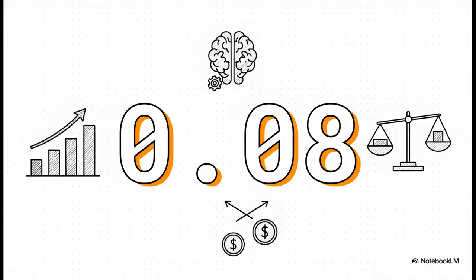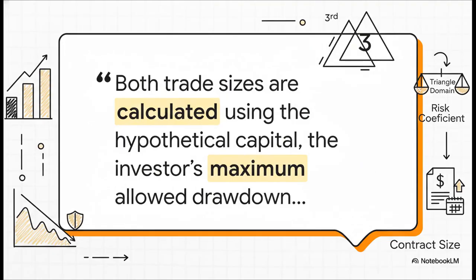And I know you're probably asking, okay, but how did it come up with that number? Well, the documentation actually gives us the exact formula, and I'm going to read this to you word for word because it's a mandatory part of documenting this process. Here it is. Both trade sizes are calculated using the hypothetical capital, the investor's maximum allowed drawdown, the third triangle domain percentage, the risk coefficient, and the contract size.